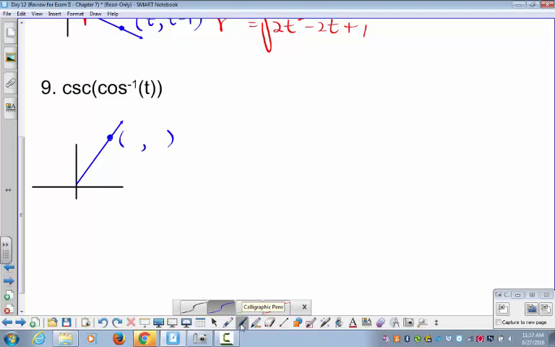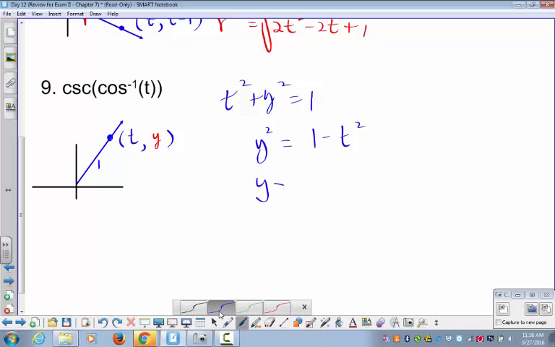And we have 3 pieces of information. We have x, y, and r. This says we want the angle on top with a cosine value of t. So that means the x value divided by the radius has to be t. So we're going to force the radius to be 1, so that t divided by 1 is t. And the piece we don't know is the y value. So we use our Pythagorean theorem. t squared plus y squared will be 1. We're trying to solve for y.